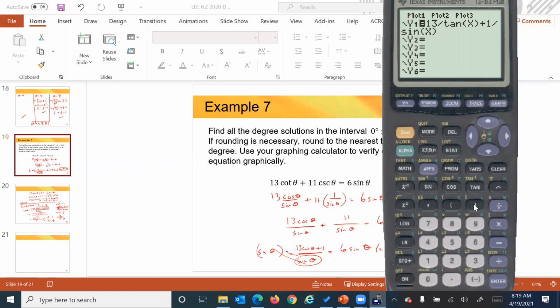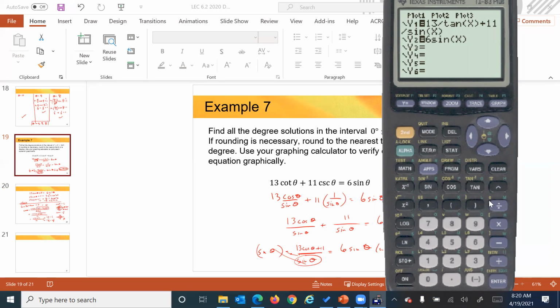So 13 divided by tangent plus 11 divided by sine would be my first. Okay, thank you for telling me before I clicked. Everyone gets confused. Okay, we know not to trust Grant. Okay, back to my second equation, 6 sine theta. We're good. I got 2 equations here.